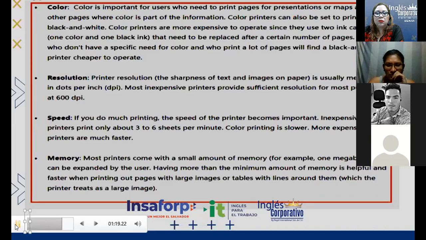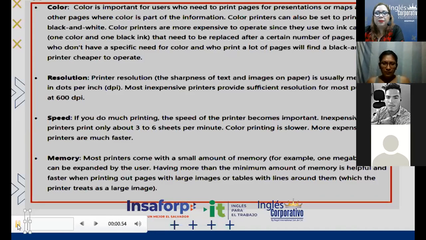Memory. Most printers come with a small amount of memory, for example 1 megabyte, that can be expanded by the user. Having more than the minimum amount of memory is helpful and faster when printing out pages with large images or tables with lines around them, which the printer treats as large as image.